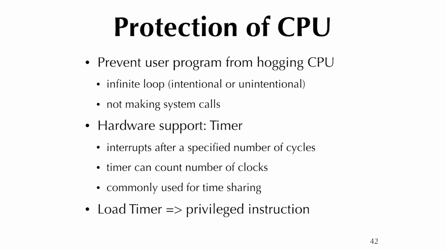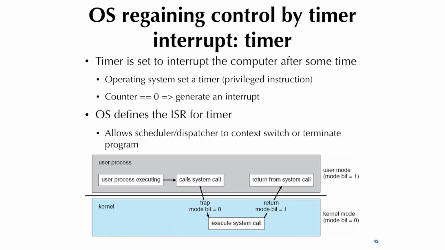Which also means any changes to the timer should be a privileged instruction. If not, the user can just keep setting the timer and then it never times out and never interrupts, which is not good, right? So access to the timer should be a privileged instruction because the OS relies on it to take control back on a regular basis so that it can decide whether to keep running the same one or give somebody else a chance to run.